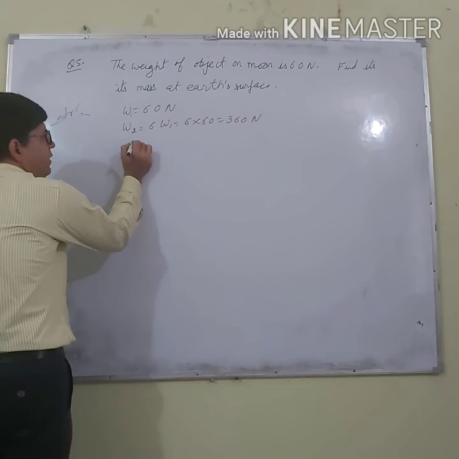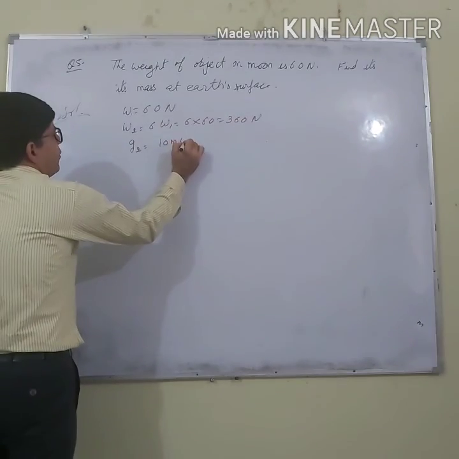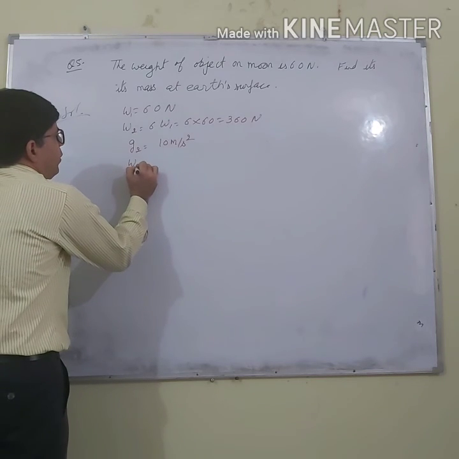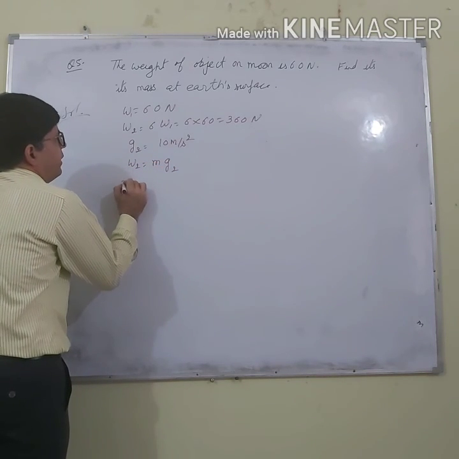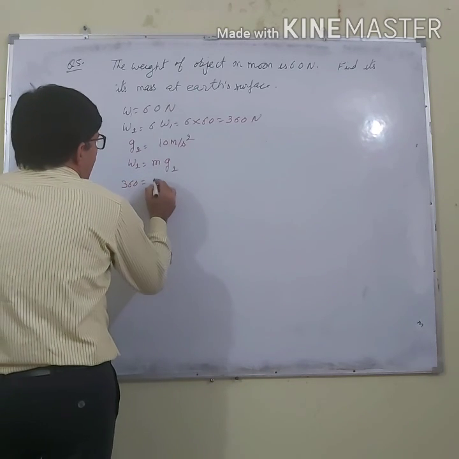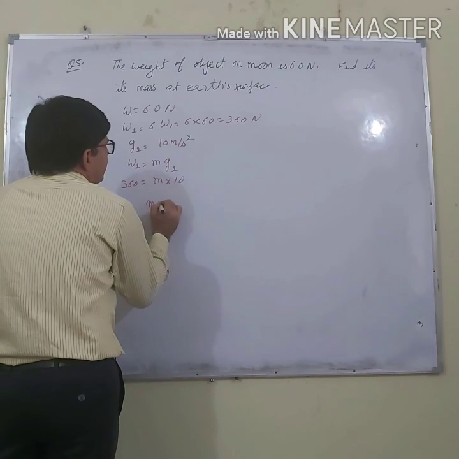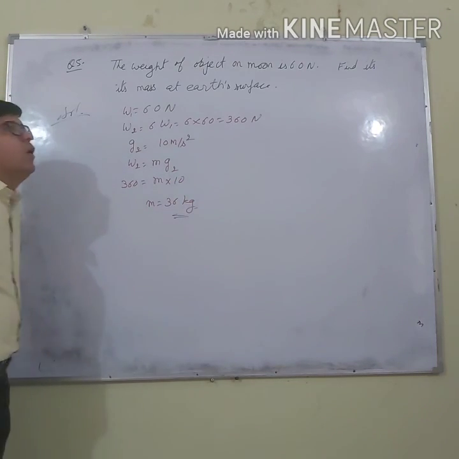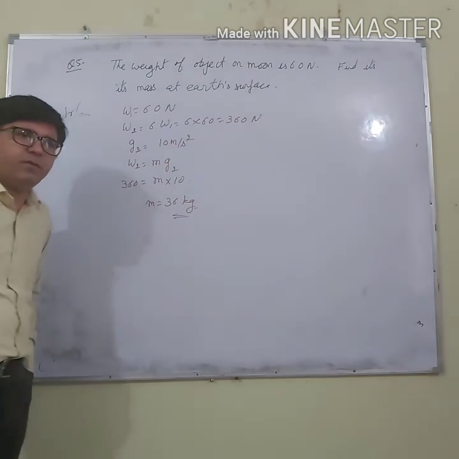And what is the acceleration due to gravity on Earth? It is 10 meter per second squared. So W2 is mg2, and this is 360, and m I have to calculate, and g is 10. So my answer is 36 kilogram. So in this way you can solve the questions.